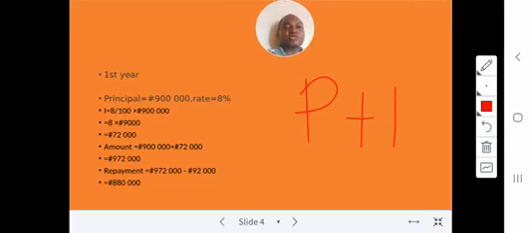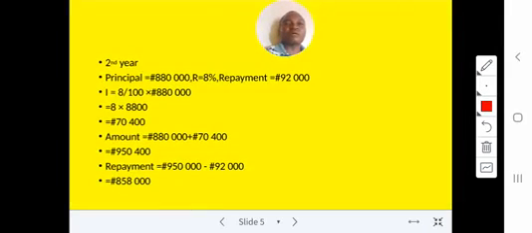972,000 naira. Remember, the man pays 92,000 naira after the interest has been calculated. So after you have calculated interest, you have found the amount. The repayment becomes the 972,000 naira minus the 92,000 naira he has agreed to be paying per annum, and that gives us 880,000 naira. As simple as that. Now, I hope you got it.